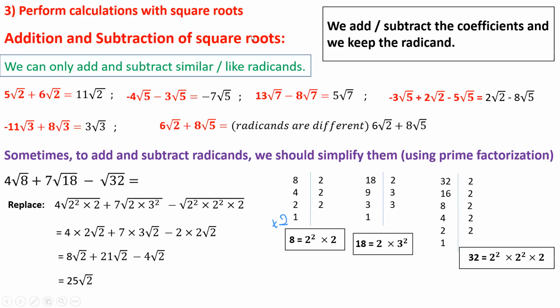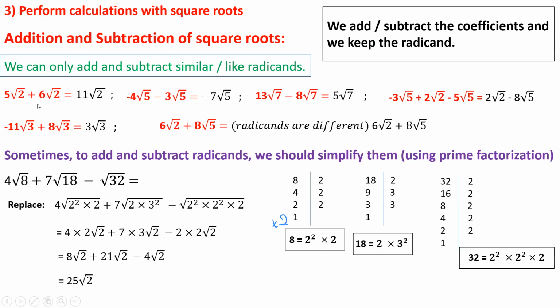Perform calculations with the square roots. Addition and subtraction of square roots. There is a very important rule in addition and subtraction of square roots. If I'm adding or subtracting square roots, we can only add or subtract similar or like radicands. What does this mean? I look inside the radical to be able to add or subtract. The radicand, or the number inside, should be the same.